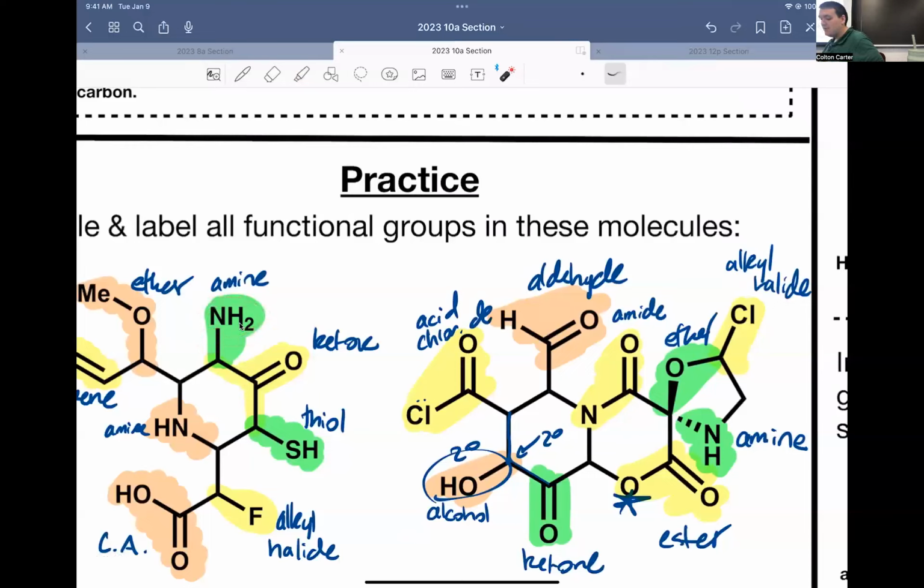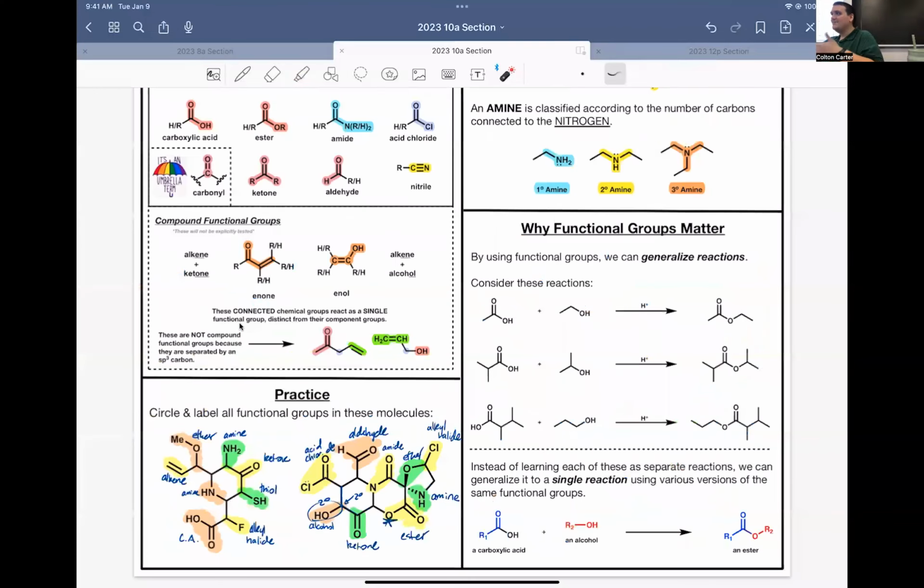You want to try one more time with another amine? This amine right here, this nitrogen. It's connected to two things. So 1, 2, 3. There we go. Beautiful. Again, it'll be helpful later.